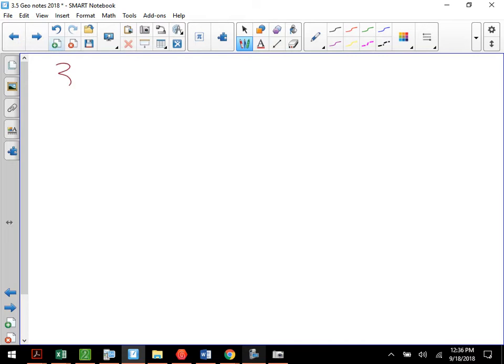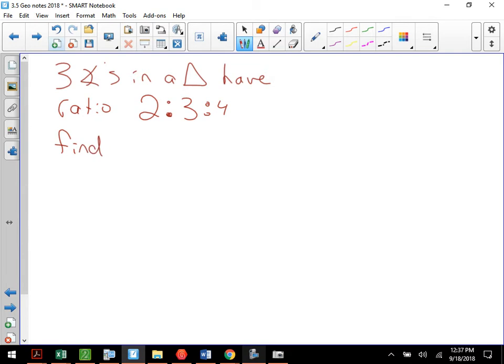They could say 3 angles in a triangle have a ratio of 2 to 3 to 4. Find the angles. Find their measures. Okay. And that's usually the look I get. What happens here is the textbooks like to set up ratios far more than they used to. It's not very difficult, but I want you to remember what a ratio means.